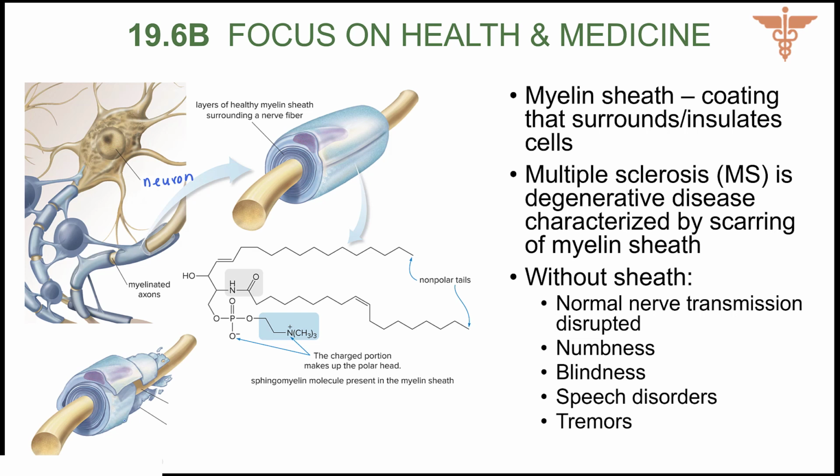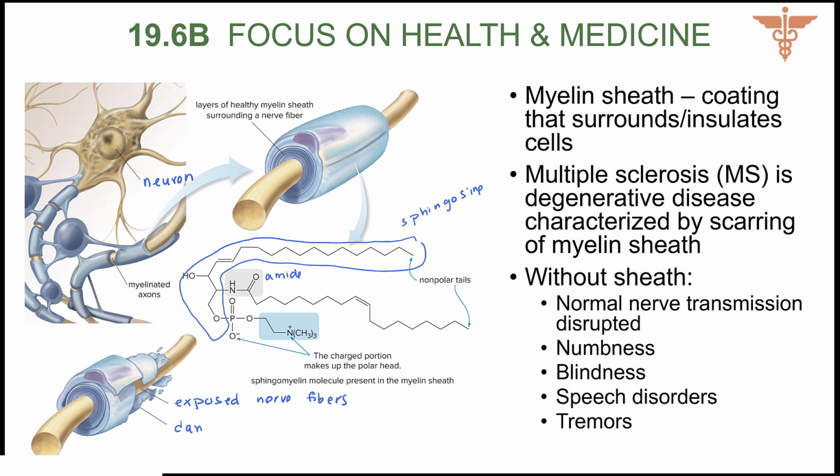And inside of these myelin sheaths, we have the sphingosine, which you can see here. So that's the sphingosine part of the molecule. And that contains the nonpolar tails, and then you have the amide linkage here from the fatty acid. And then your choline, that forms a phosphodiester bond to the phosphate. And here is exposed nerve fibers. And that's damaged myelin sheath, which we see in multiple sclerosis patients.